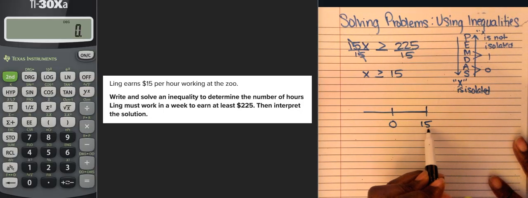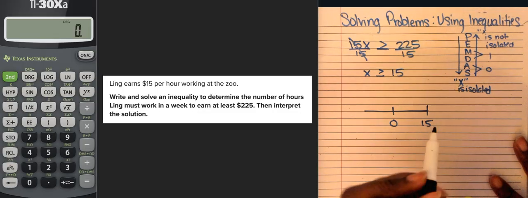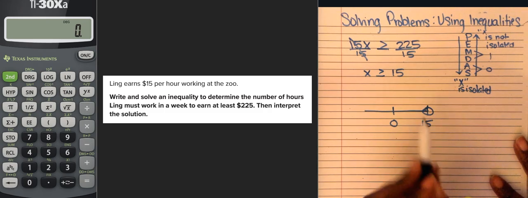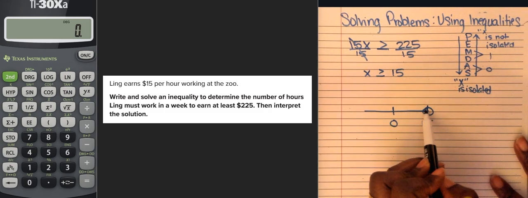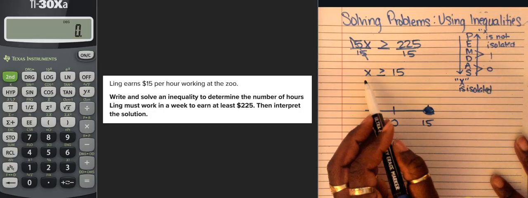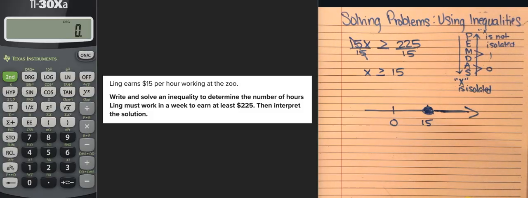Remember, greater than means that the numbers are to the right, and less than means that the numbers are to the left of the number that you're talking about. So in this case, we're going to put our circle over 15 because that's what we were talking about. We're going to shade it in because it also can include 15. And all the values that will make this a true statement are going to be to the right of 15.